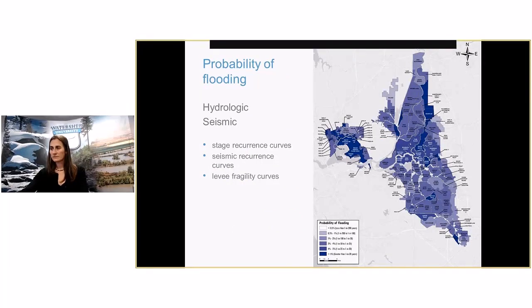The results, which you can see again in that report that I referenced, include a review of the probability of flooding throughout the Delta. This particular map shows the probabilities of flooding due to both hydrologic events, flood events, and also due to earthquake events. And in the report, those are also presented separately, so you can see the earthquake hazard as separate from the hydraulic hazard. But to develop those, we use stage recurrence curves, seismic recurrence curves, and of course we had to understand the performance of the levee through levee fragility curves.